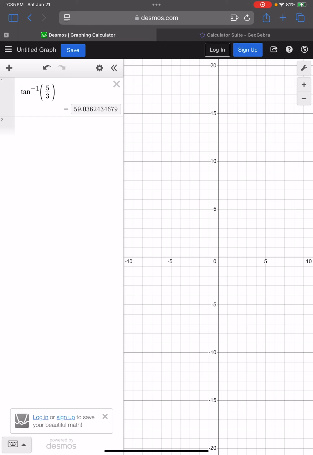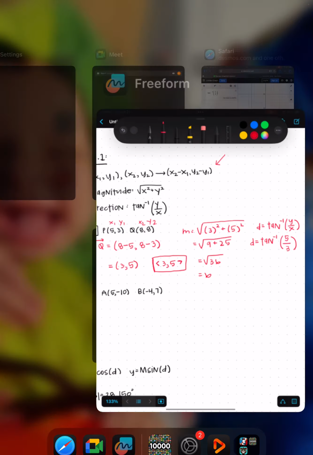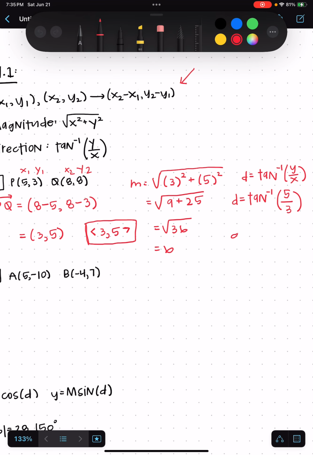So in this case, my answer is 59.03 or 04 when we round. So my answer would be 59.04. Let me pull this back up. So I know the direction is 59.04 degrees. So my magnitude is that, my direction is that, and those are my answers. And that, again, is just telling you how long the vector is and then where it points.